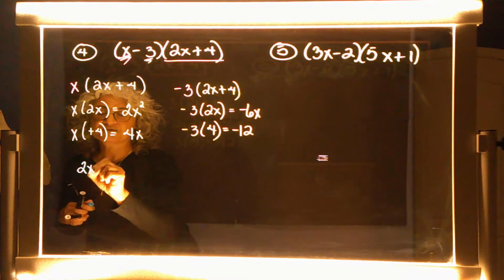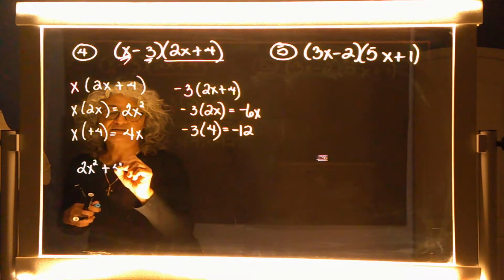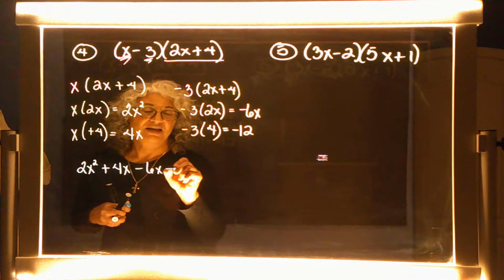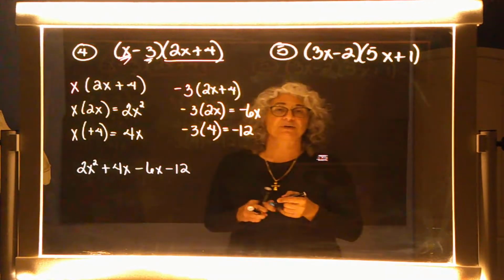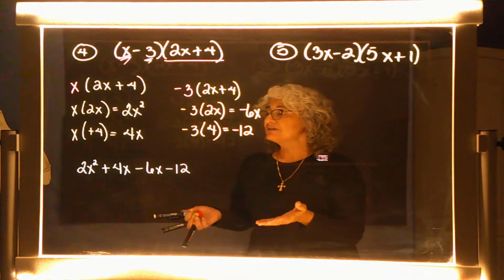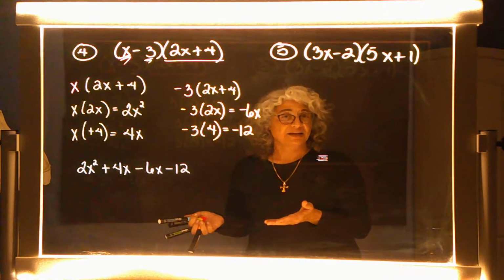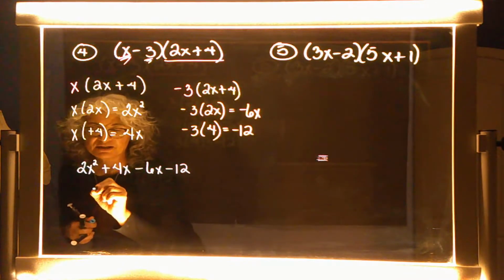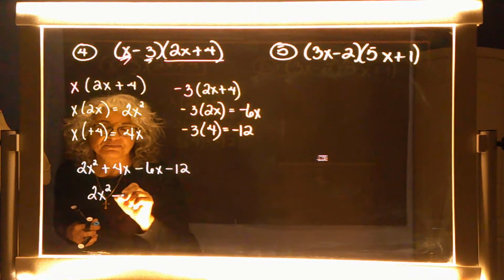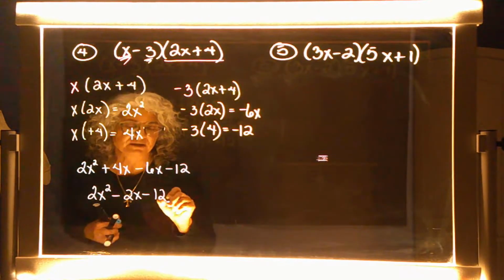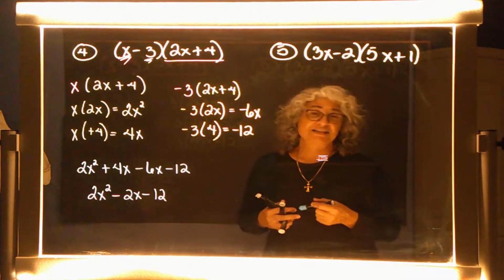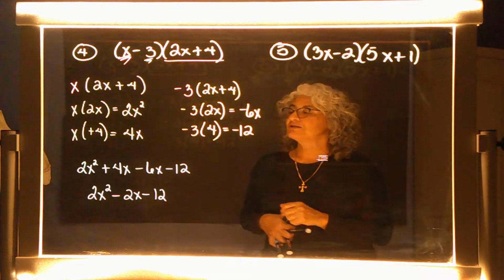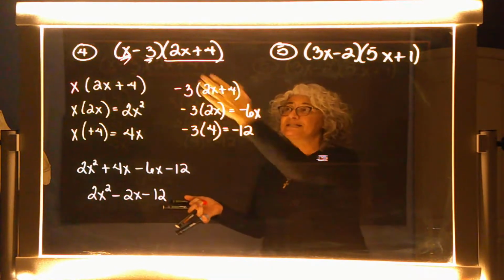So I'm left with 4 terms. I'm left with 2x squared and a positive 4x. But the other distribution left me with a -6x and a -12. And when I write those 4 terms down, I notice that 2 of them can be combined, can't they? Yeah, the middle 2. Do you see it? All right, which gives me 2x squared minus 2x minus 12. Anything else I can combine? No. Is it in descending order? Yes. So am I done? I am. I did what they asked me to do.